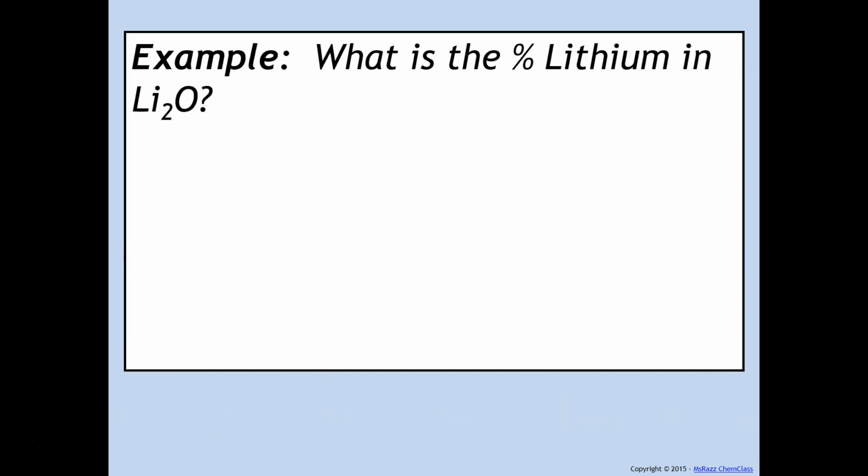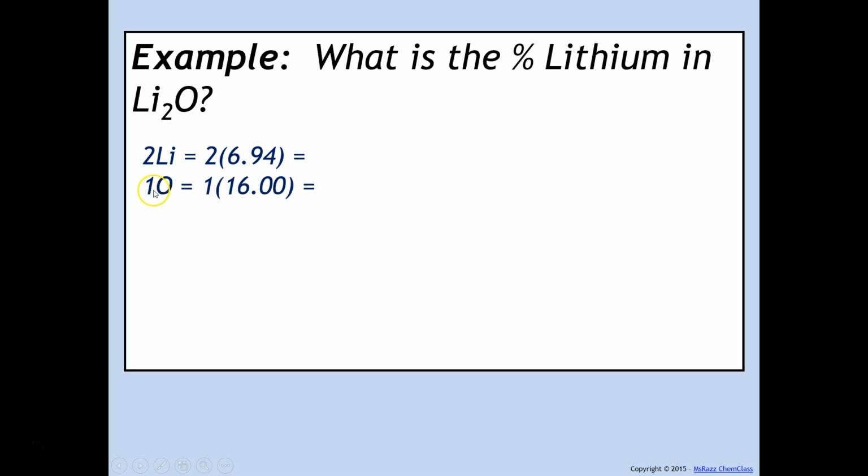So for example, what is the percent lithium in lithium oxide? To do this, we are going to have to use the masses that we have on the periodic table. So you can see from the chemical formula that there are 2 lithium atoms for every 1 oxygen atom. So the way that I show my work is by putting a 2 in front of the lithium symbol, and that indicates that I need to multiply the mass of lithium from the periodic table by 2.